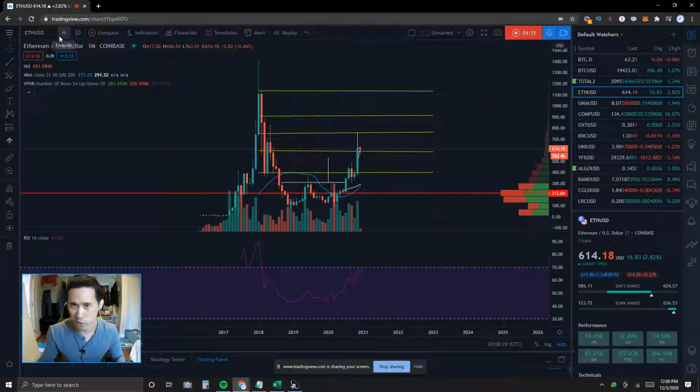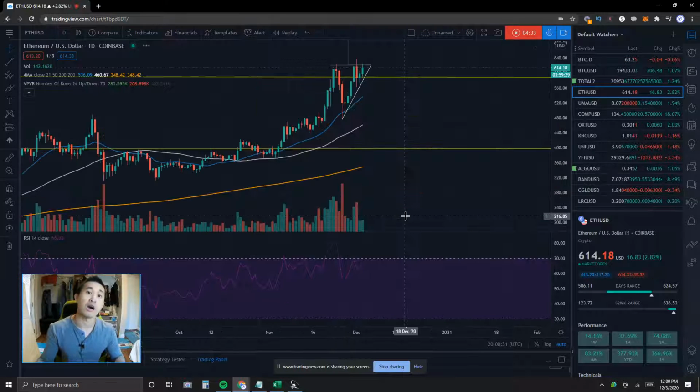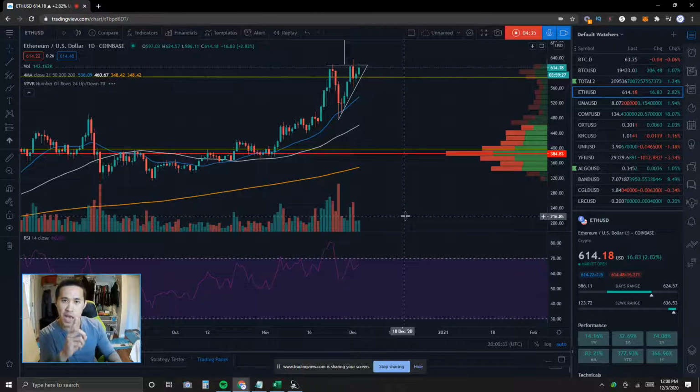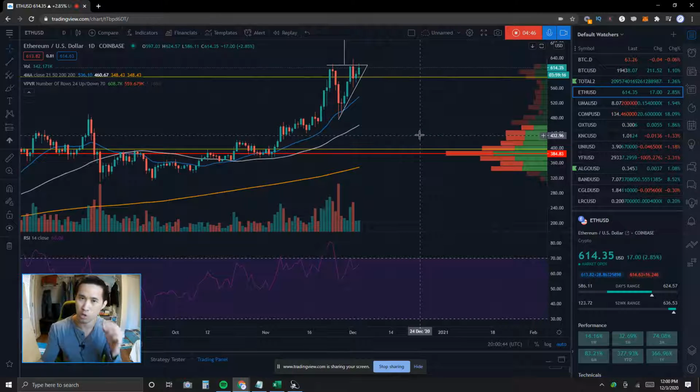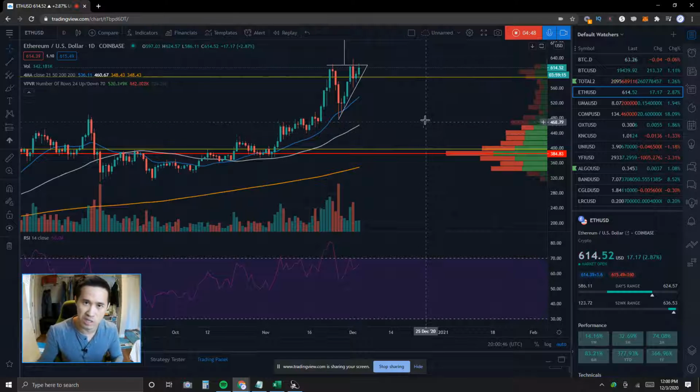That is only theory, taking the distance of the opening of the pattern and then adding it to the expected breakout point, okay? Now, there's a 63% chance of breaking upwards. That is the bullish case scenario. We break upwards and go towards that target of $760.